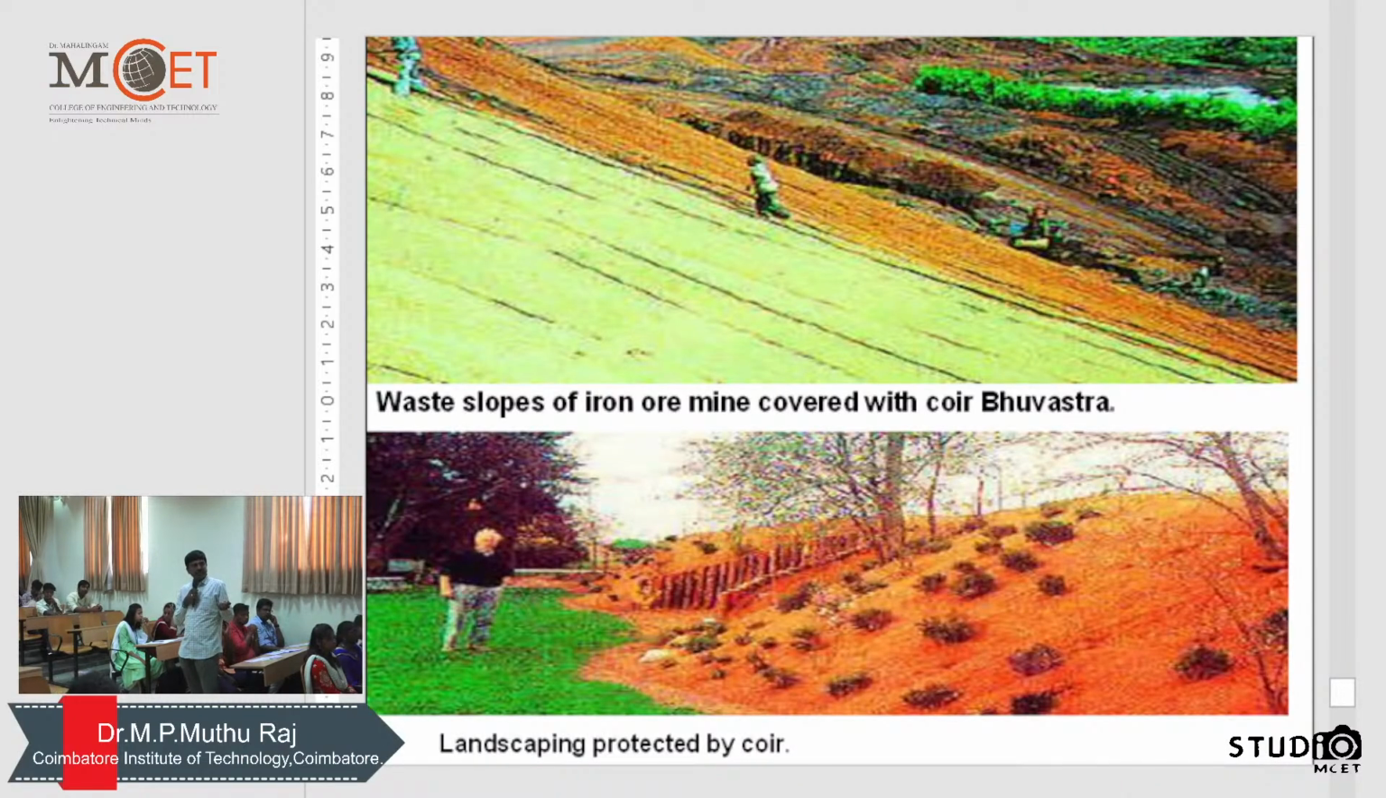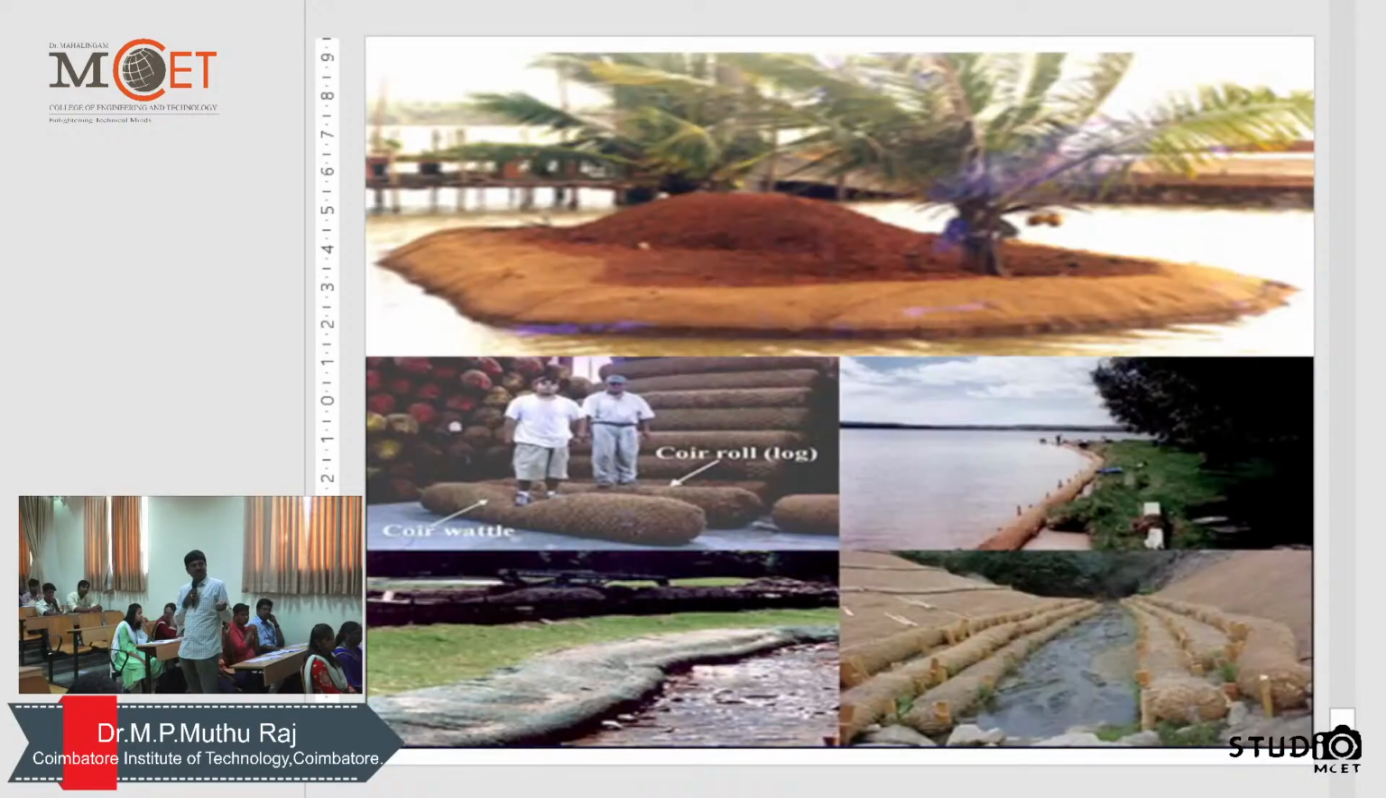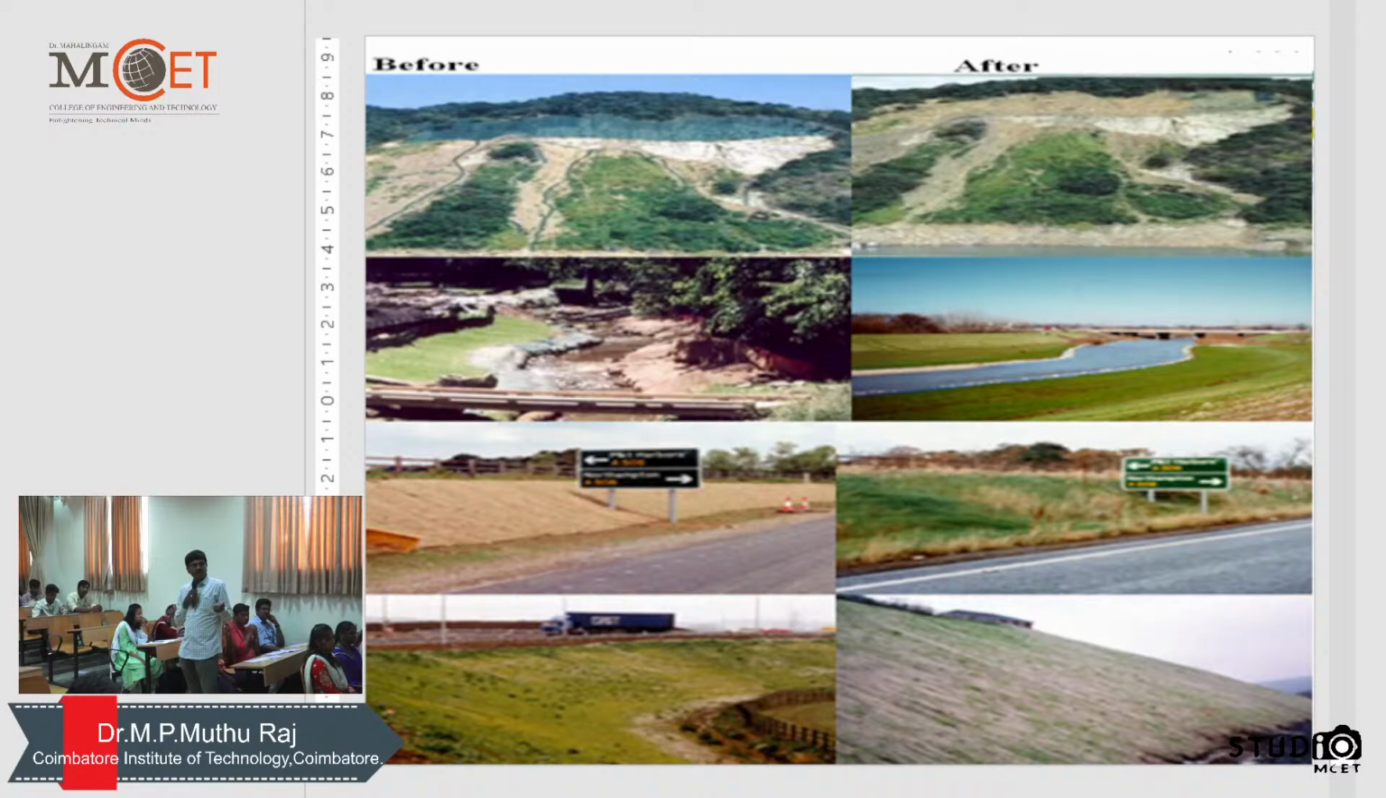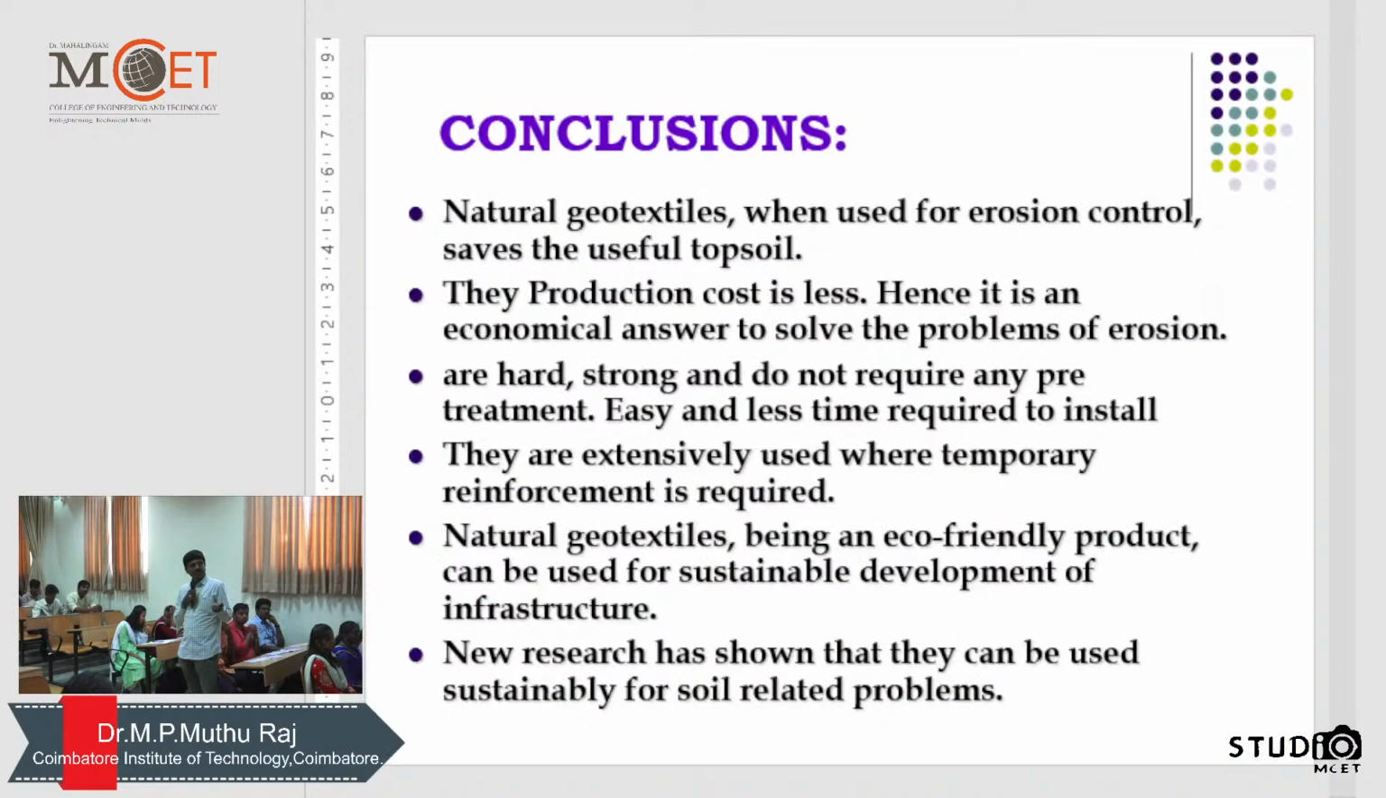Then the landscape protected by the coir, that is another case study, and we can use it for logs or roads, and it can be used for some more purposes also. So the natural geotextiles can be used for erosion control. The production cost is less, as I told you already. Then they are very hard. It can be used for temporary reinforcement also. Natural geotextiles, they are eco-friendly.